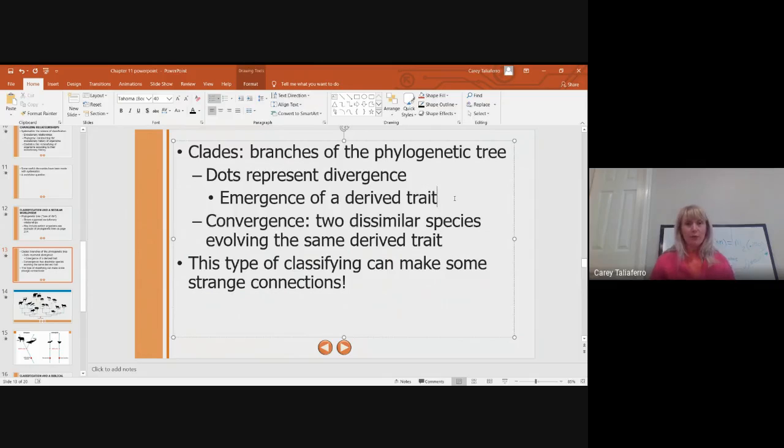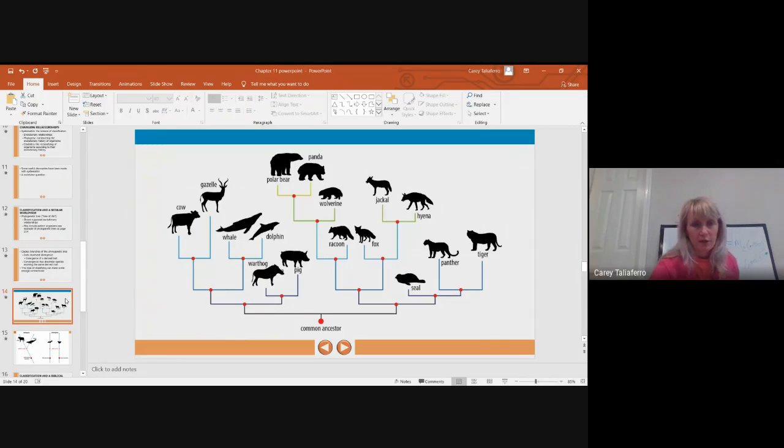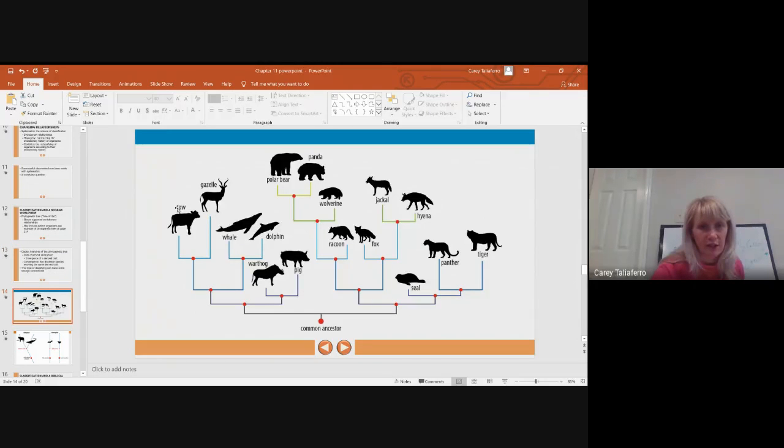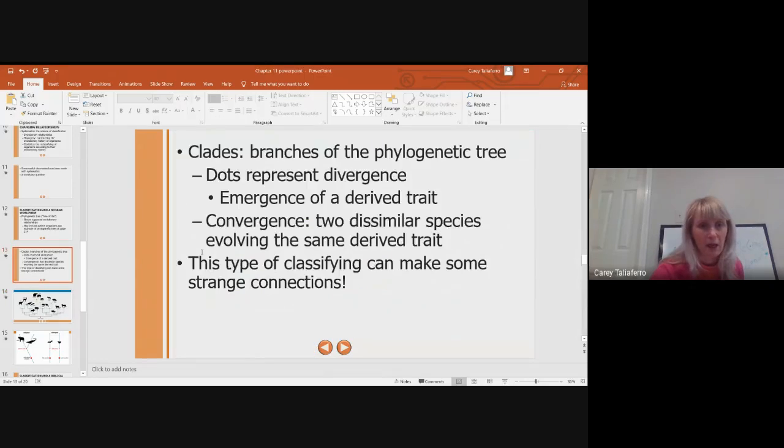It's a trait that arises within one of these clades. So remember, here's a dot. Each branch is a clade. So it is a trait that arises within a clade and is shared by all future members of that clade. So all members of this clade, so cow and gazelle, would have this certain derived trait in common. But then we have the idea of convergence.